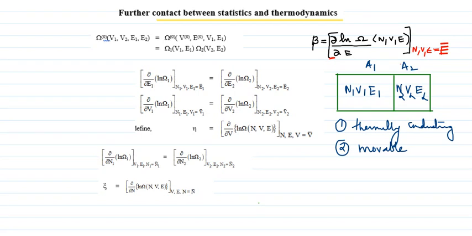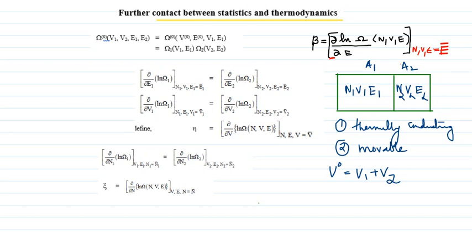Here the wall is conducting as well as movable, right? So for the composite system, V0, which is V1 plus V2, will remain a constant, but V1 and V2 in themselves will change. V1 as well as V2 are variable, but V0 of the composite system, this whole volume, will remain the same. Now that is our second case.